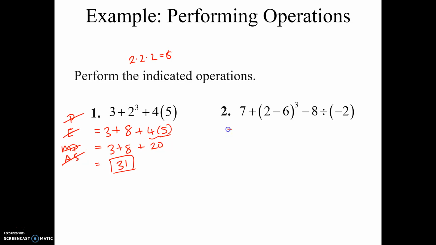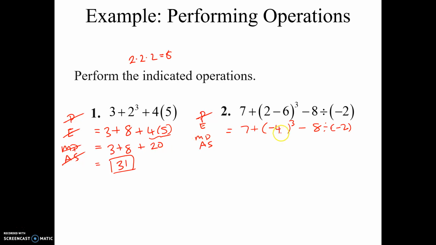Lastly, once again, let's write down our PEMDAS. Let's start with the parentheses. We have a parentheses here. So I'm not going to do anything else besides that parentheses. 2 minus 6, that's negative 4, to the third power, minus 8 divided by negative 2. Notice I'm not doing any exponents or multiplication, division, or addition, subtraction, only the parentheses. Cross that out.